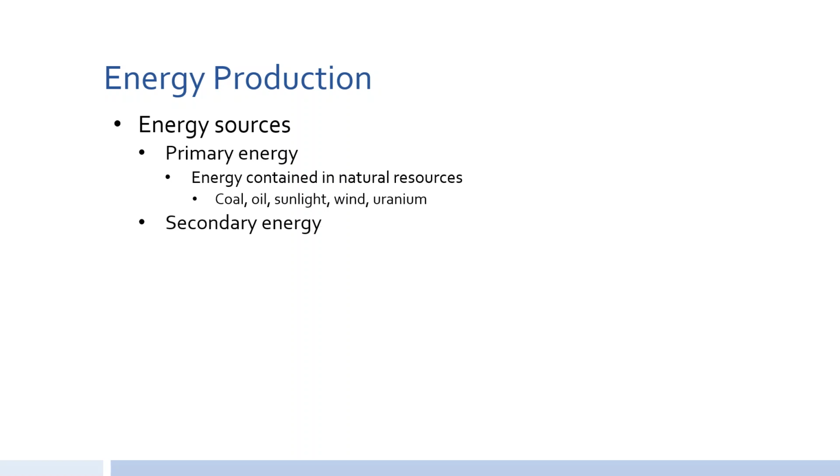And then secondary energy sources, this is when we take our primary energy and it is converted into another form, like electricity. So just to recap that, we use coal to make electricity, but we could also, if we really wanted to, just burn coal directly and get heat right off of that. But we convert it to electricity to use in our homes.